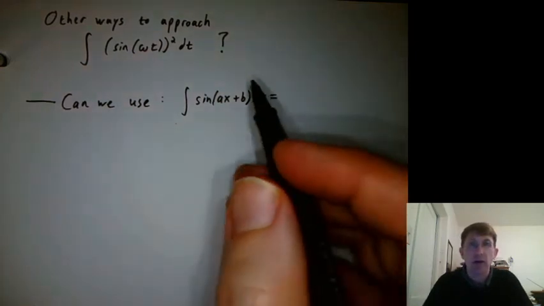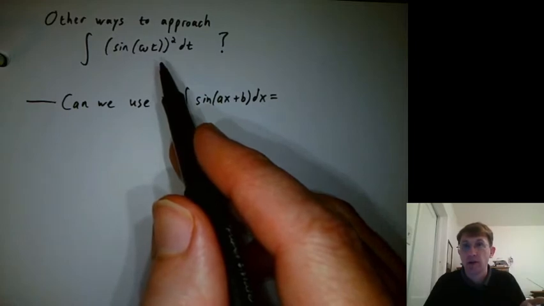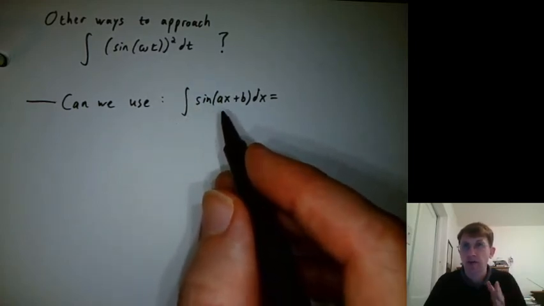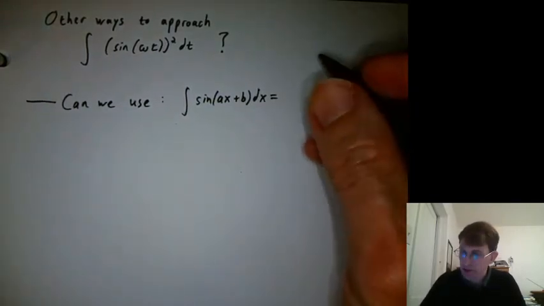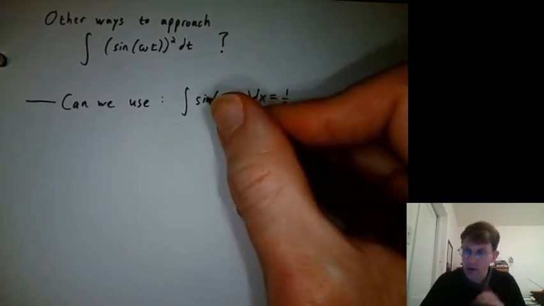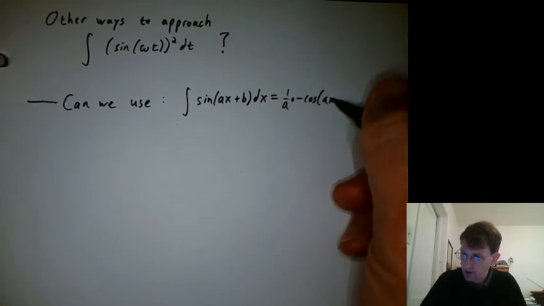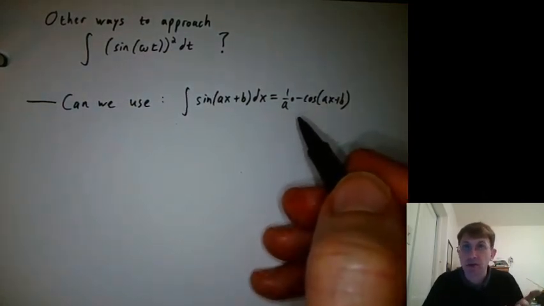Let's think real quick. Are there ways to do this problem that we just did without trig identities? Well, remember we had a shortcut about the sine of a linear function of x. Do you remember what that shortcut was? It was 1 over a times the integral of sine, which is negative cosine of that linear function. So can we use that? It's one of our favorite shortcuts.